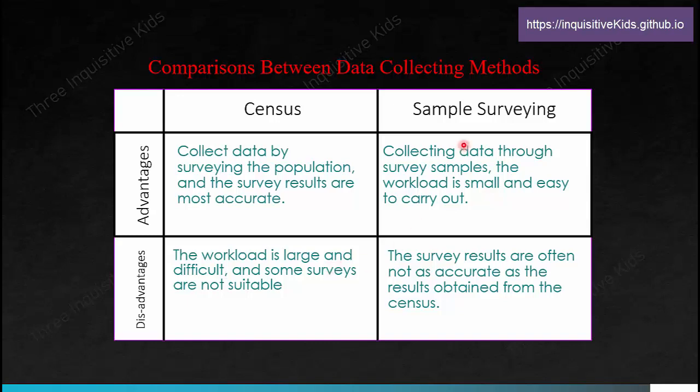And sample surveying, collecting data through survey samples, the workload is small and easy to carry out, and that is an advantage. It's just through small samples, so the workload is smaller. But the survey results are not always as accurate as the results obtained from the census, because who knows, maybe the sample isn't random enough.